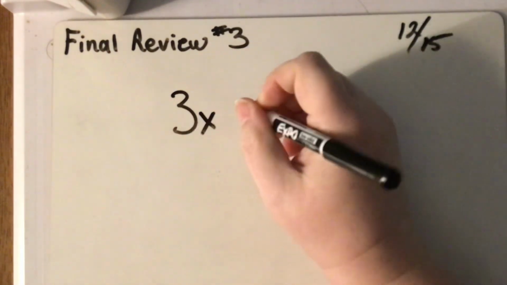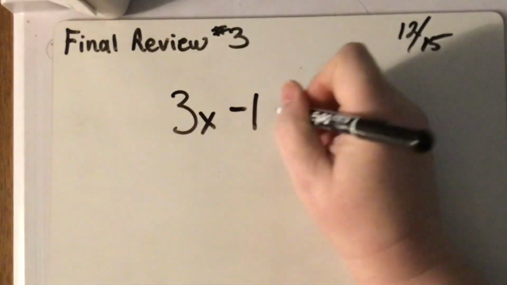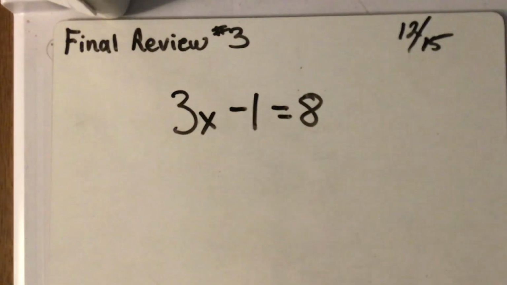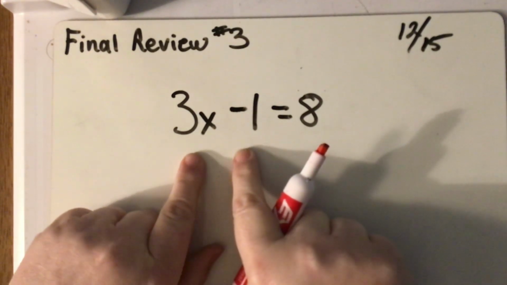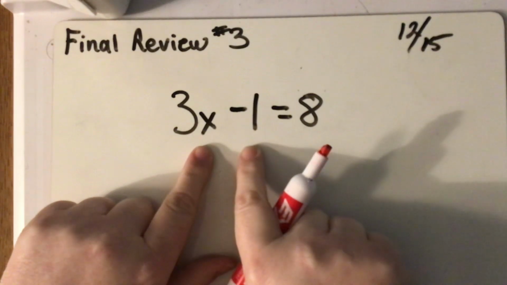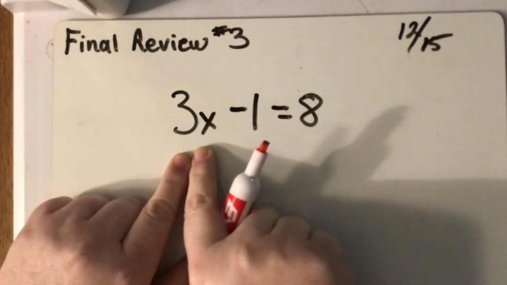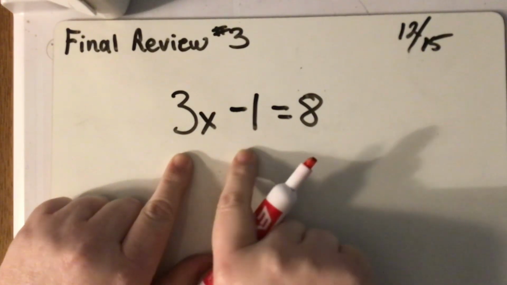Our first one is 3x minus 1 equals 8. So this is a two-step equation, so we need to do 2 steps. First thing you've got to ask yourself is, who is it easier to break up, the 3 and the x or this negative 1? See how close these guys are together? This guy's the third wheel, so we're going to get rid of him first.